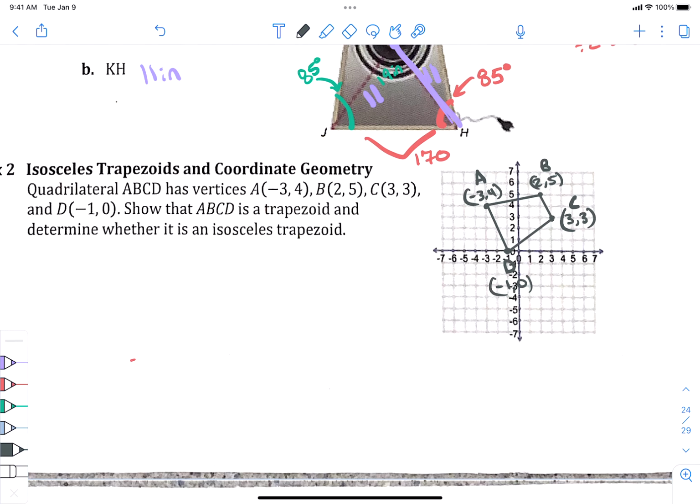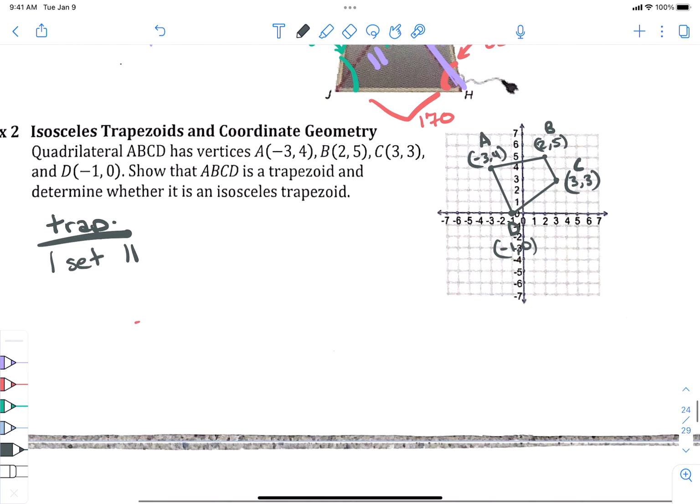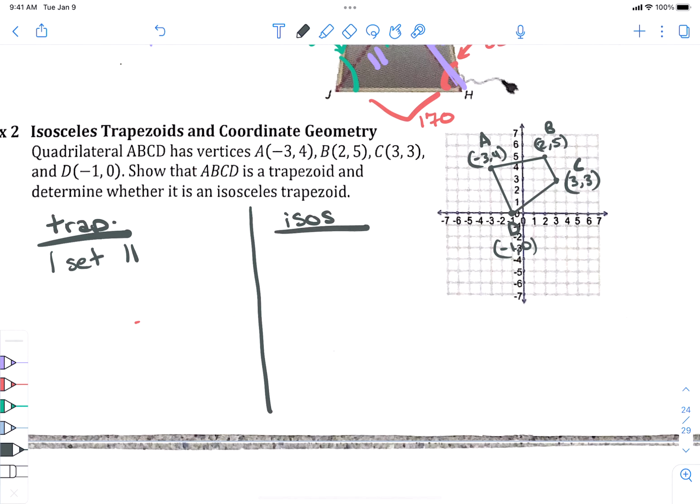All right, he kind of looks trapezoidy-ish. You don't think it is? Okay, that's what we're trying to prove, that it's an isosceles trapezoid, right? The first thing that we're going to do is try to see if it's a trapezoid or not. It's considered a trapezoid if it has one set of sides that are parallel, right? And then after we see that, we're going to see if it's an isosceles one. And if it's isosceles, then it has one set of sides that is congruent, okay?